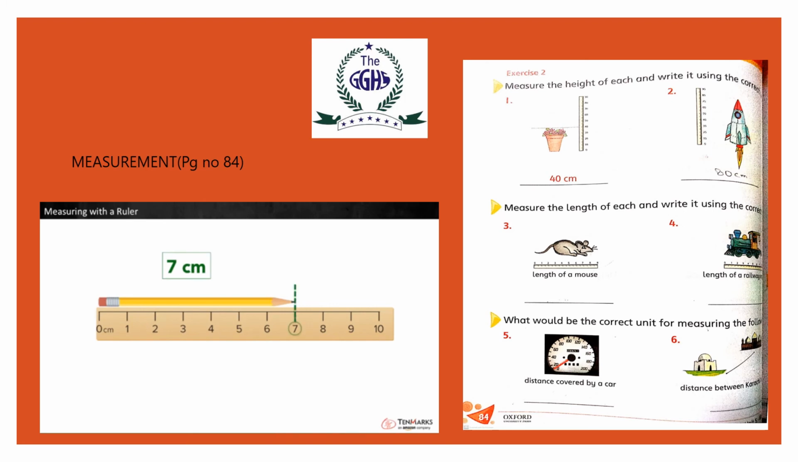Notice that the other end of the pencil lines up with the 7. So if you start with the object at 0, a shortcut to measuring is to see where the other end of the pencil lines up. It's at 7, so the pencil is 7 centimeters long.